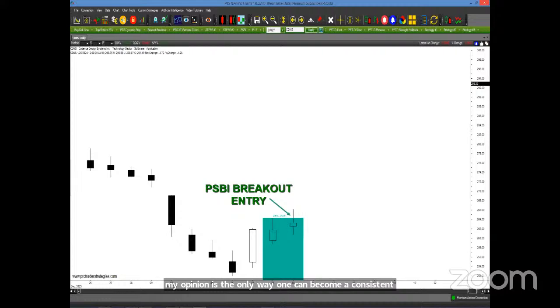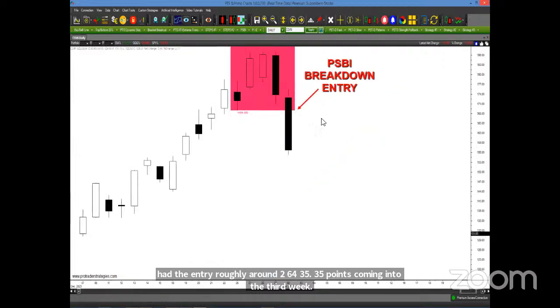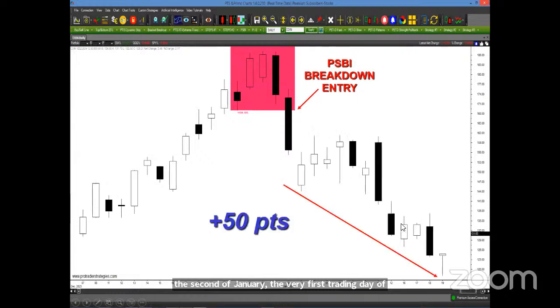All right, CDNS, okay? We had a secret breakout area violated right here. As you see, we had the entry roughly around 264.35, 35 points coming into the 3rd week of January. In coin, all right, we had a breakdown right here occur the 2nd of January, the very first trading day of January, okay? You could have gotten short or sold your position because the stock fell 50 points in the following 2 weeks.